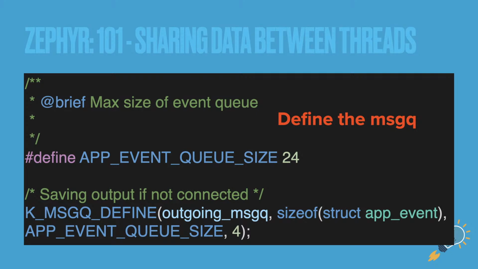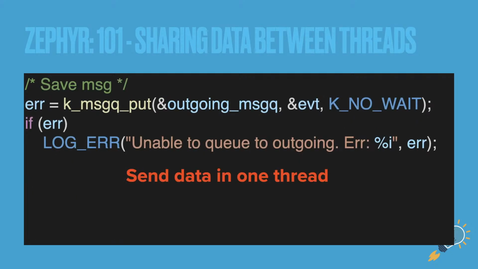And what we're going to do here is just use this outgoing message queue, and we're going to be putting data on and pulling it off. So you can see here with the k_msgq_put, we're just putting on some type of event that was created earlier. And maybe this is in one thread that's creating, so maybe in the UART thread, we're creating this message and it's going to get pushed to the main thread.